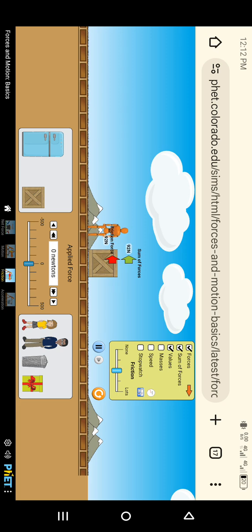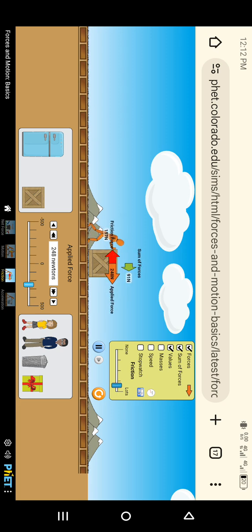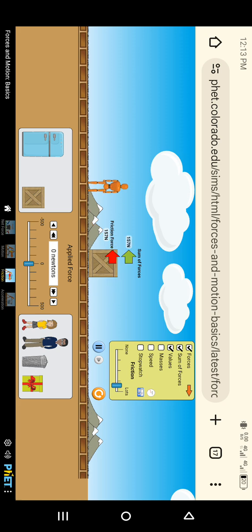If you increase the friction force here, the motion also decreases. It moves very slowly. That's how the friction force affects the motion of the moving body.